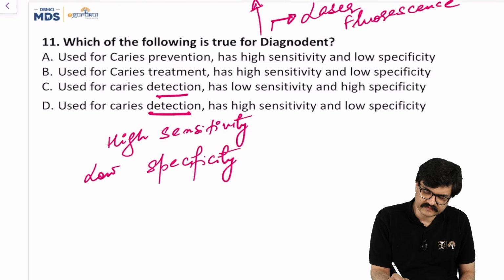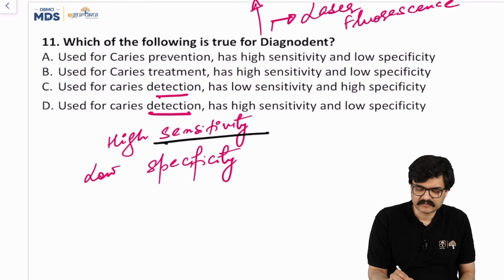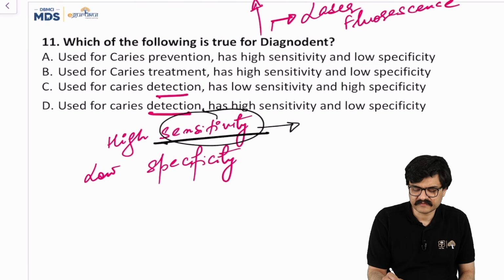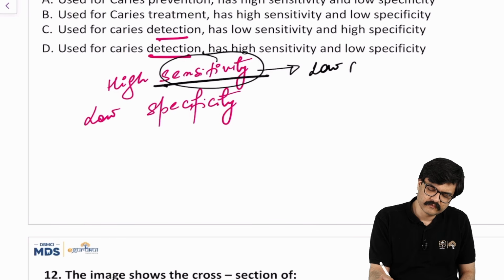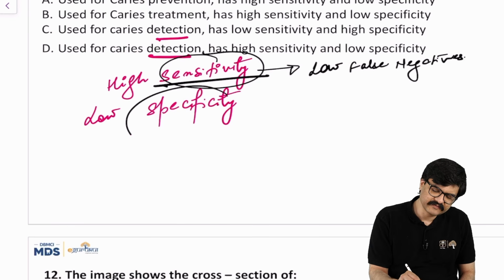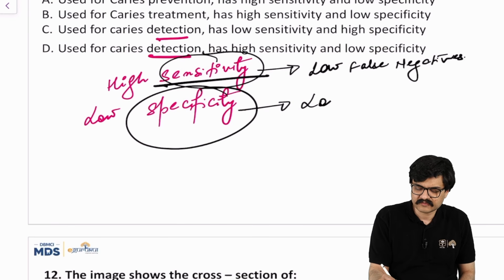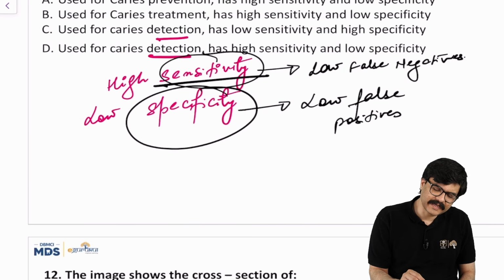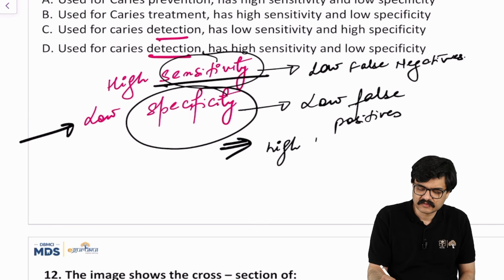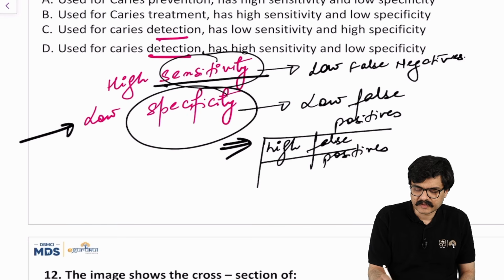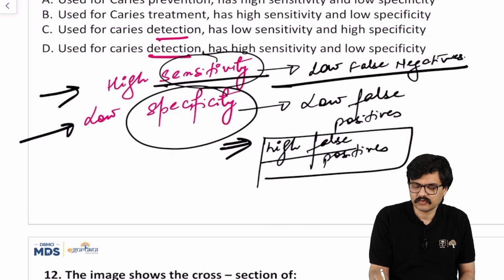Now, what do we mean by this, guys? Sensitivity means, I'm not talking about high sensitivity, I'm talking about sensitivity. If a test is very sensitive, high in sensitivity, it means low false negatives. And if a test has very good high specificity, it has low false positives. Now, the problem with the Diagnodent pen is it has low specificity, which implies that it has high false positives, but it has a very high sensitivity. So that means it has low false negatives.